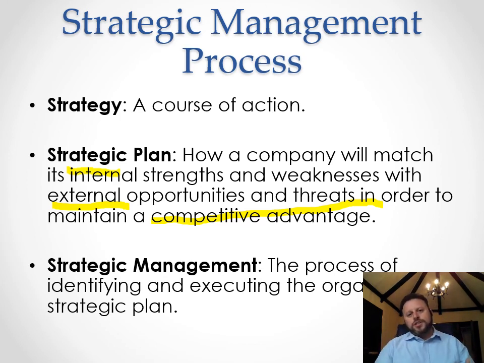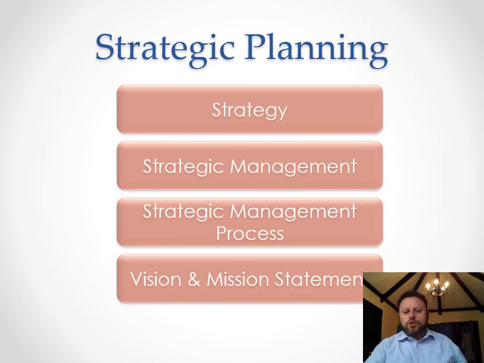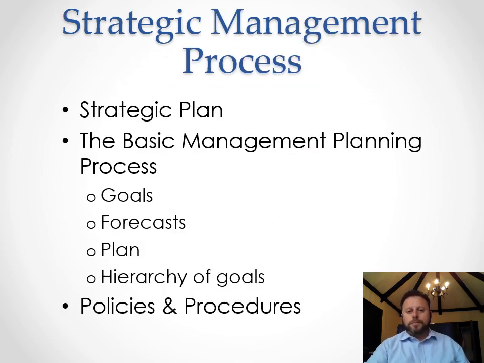So we have all these forces, we have the SWOT diagram, we have this idea of competitive advantage, and we want to achieve our goal, which is to be competitive. So we use strategic management, which is trying to figure out what's our plan and what course of action we will take to achieve our goal. Okay, so we have our strategy, we have our strategic management, we have our process, and we have our vision and our mission, right?